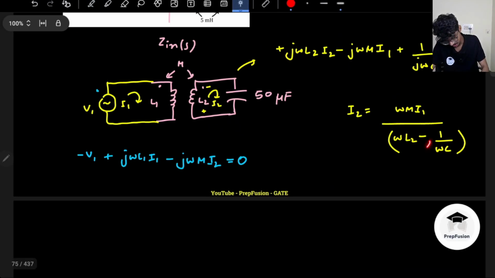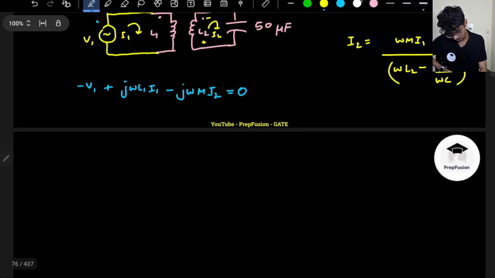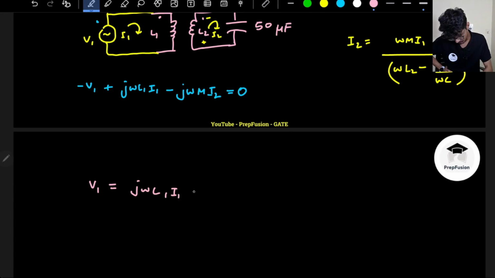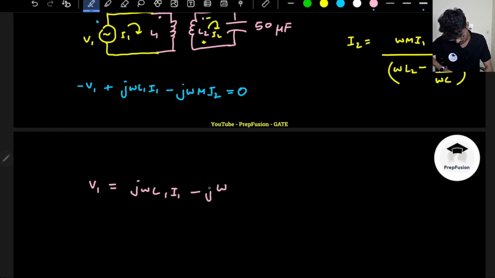So this I will replace in this equation. If I replace in this equation, I will get V1 equals j omega L1 into I1 minus j omega, which is already there, and another omega is also here. Omega will not get cancelled, so I will multiply omega here. This will be j omega whole square M square into I1 divided by omega L2 minus 1 by omega C.